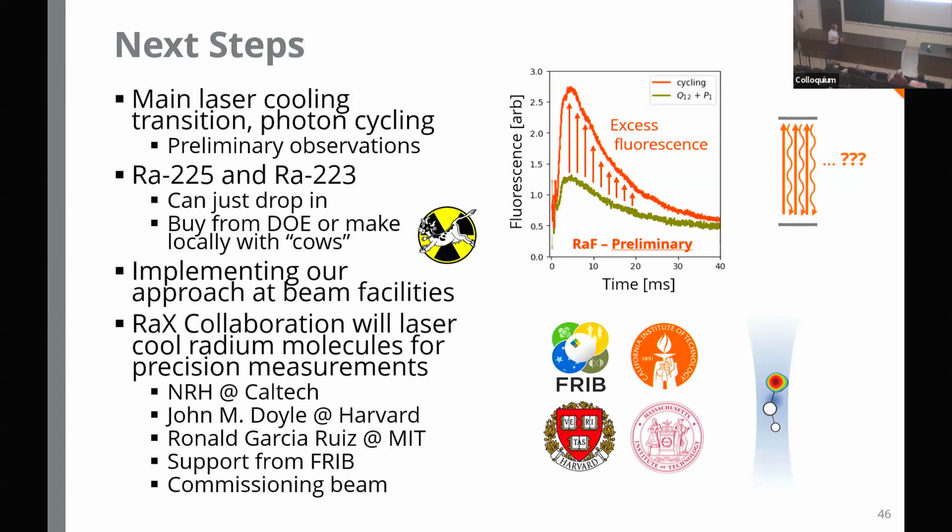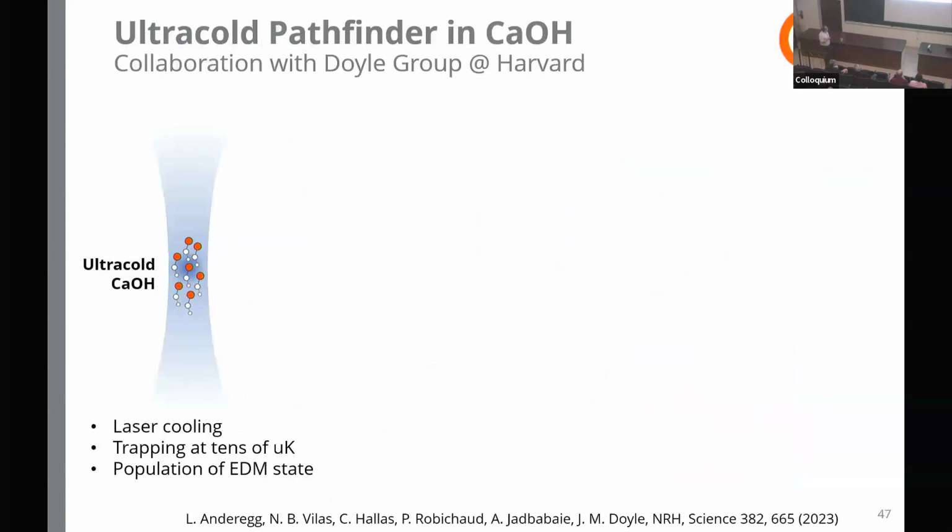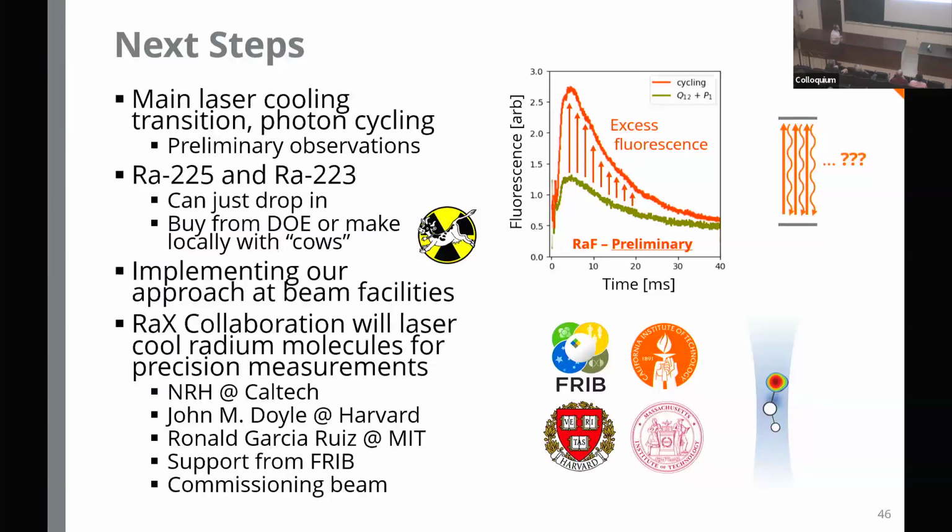We're also a member in the newly formed RAX collaboration to laser cool radium molecules for precision measurements. This is a collaboration between myself, John Doyle at Harvard, Ronald Garcia Ruiz at MIT, who was the guy behind the CERN-ISOLDE radium molecule work, with support from FRIB, and we're currently commissioning a molecular beam to do this work. Ultimately, we want to do these experiments, especially in radium, in a trap.